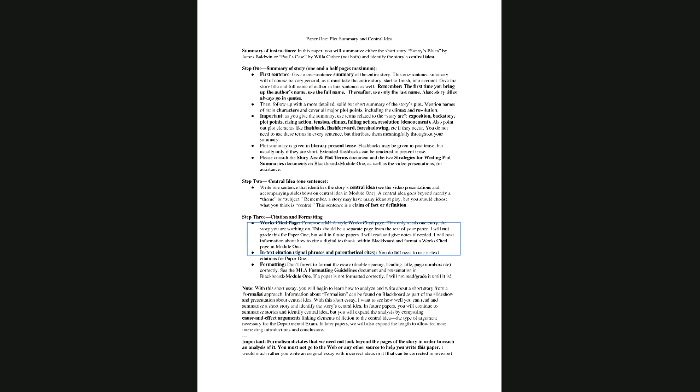You do not need to do any in-text citation in this paper. You will be doing it in other papers. And like I say, you will want to be formatting the paper, as well as all of your papers, correctly according to MLA formatting guidelines. And there will be a presentation about that for your perusal as well.